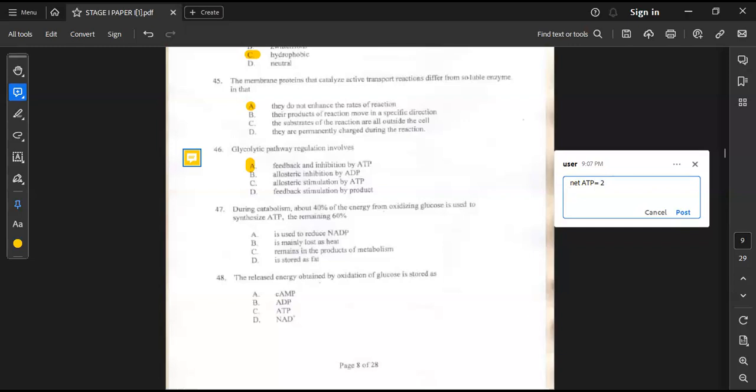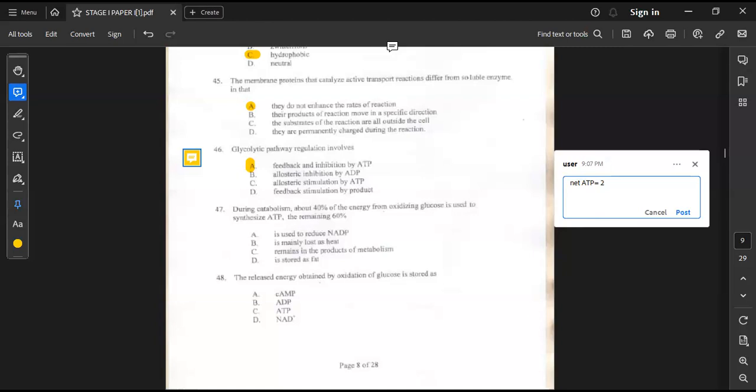Violet Mamba is in 8 ATPs. Kindly explain why 8. The preparatory phase uses 2. You see, on preparatory, you use 2 ATP. On the payoff, you generate 6 plus 2 plus 2, which makes it 8.